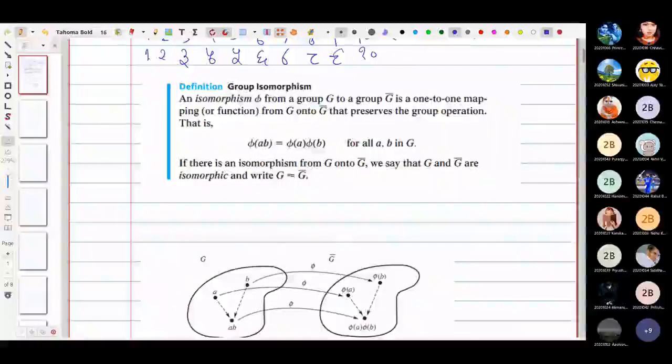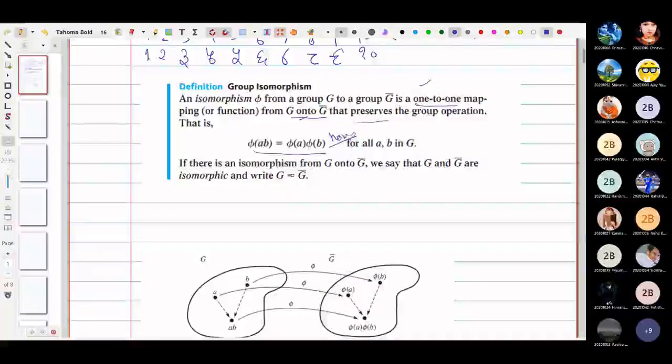An isomorphism phi from G to G bar is a 1-1 mapping or function from G onto G bar. Okay, so here they are writing in this language. But they assume that it should be 1-1 and onto as well, and that it preserves the group operation. And this we say in a fancy style: this is a homomorphism. We use a fancy word for this, homomorphism, and this is onto and this is 1-1.